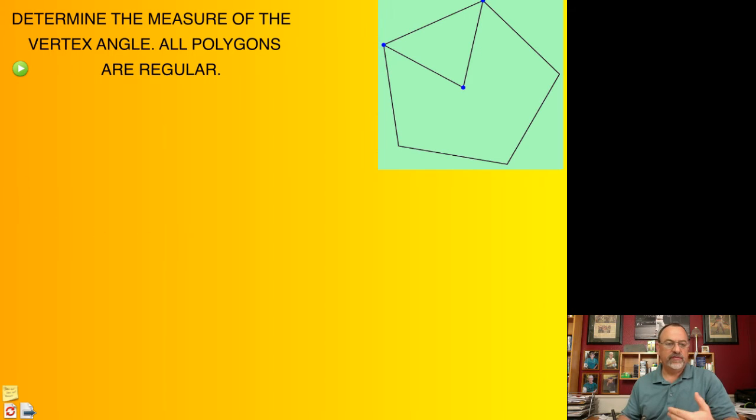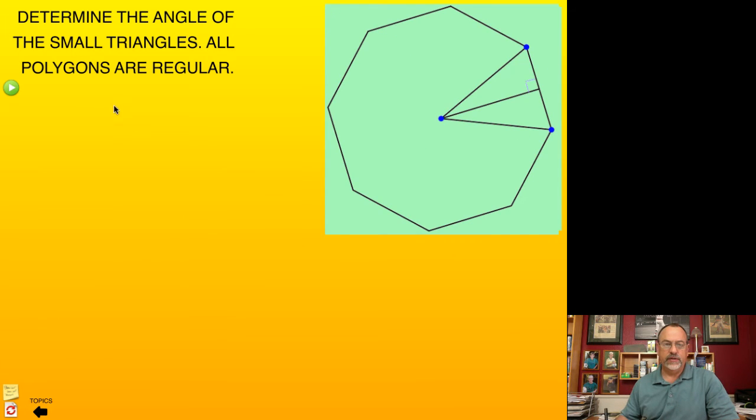So let's practice finding the measure of some of these angles. Determine the angles of the small triangles, okay? So what would be the measure of this angle here, and this angle here? I'm going to need to determine the measure of all of those angles, okay?